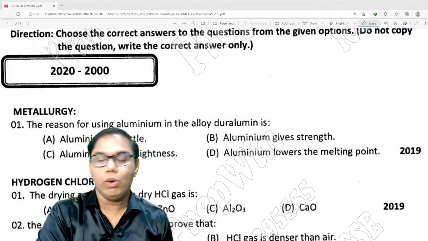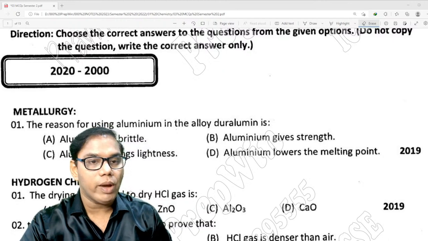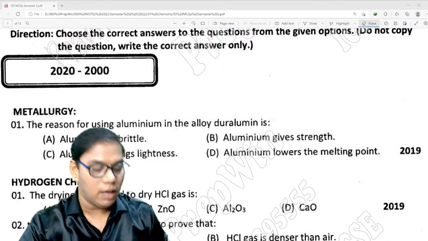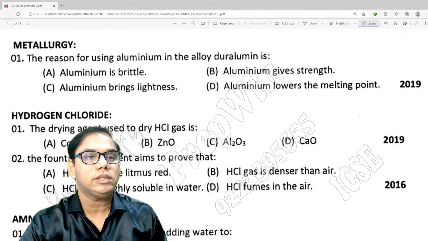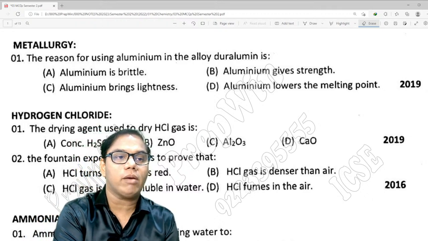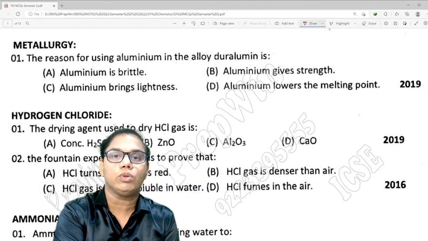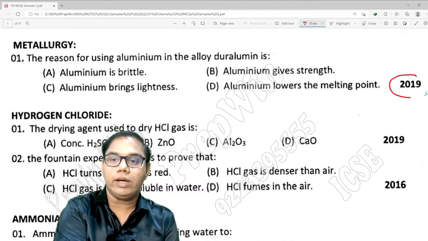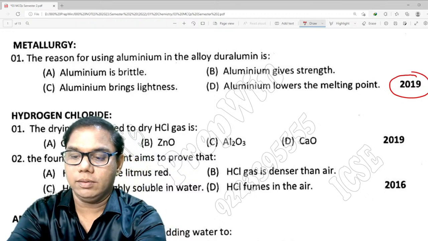So here we go. I have taken PYQs, 20 questions from the last 20 years. Here we go with question number 1. This question was asked in year 2019.